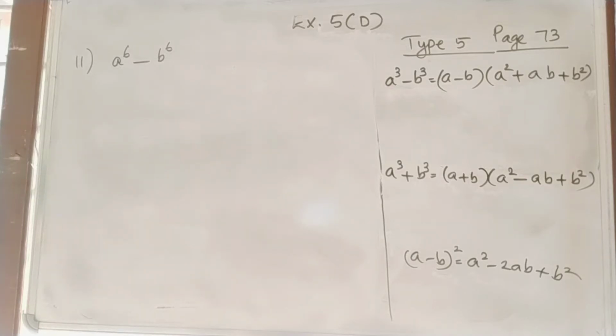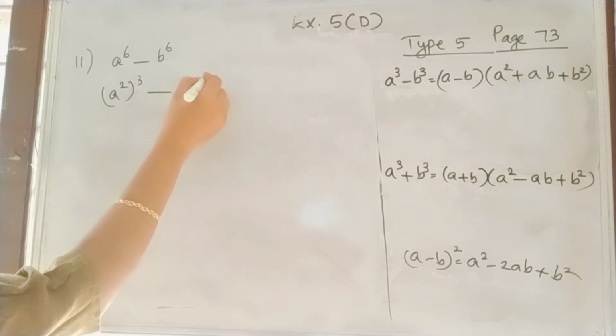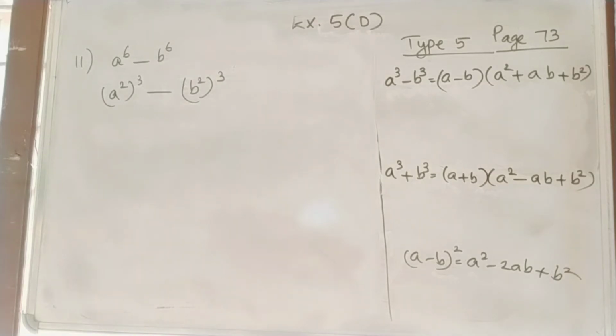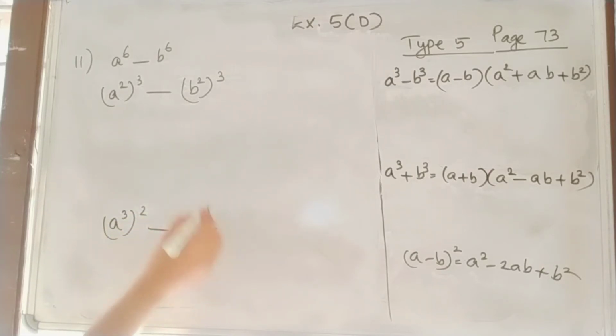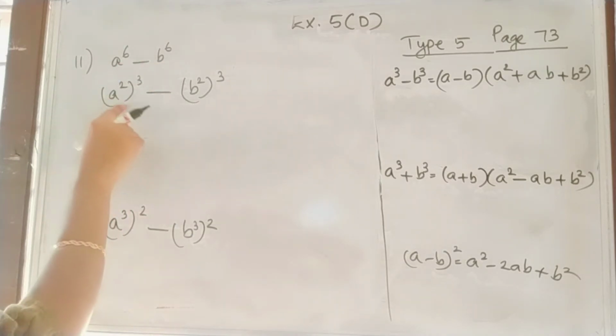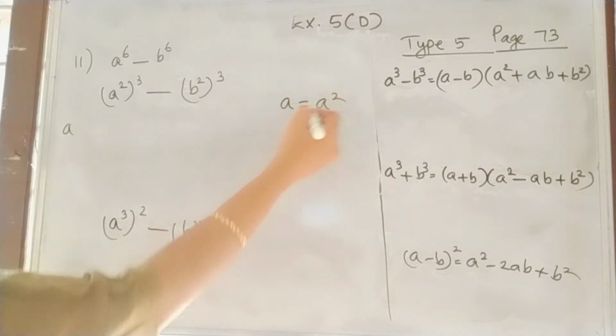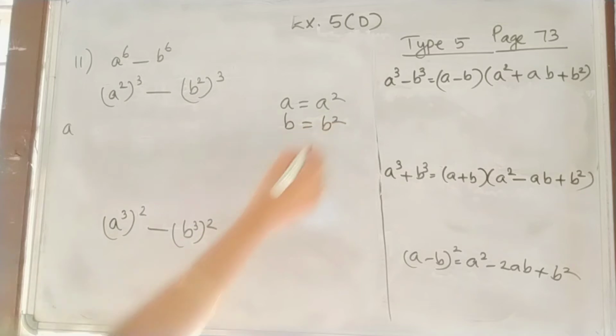11th question, a raised to 6 minus b raised to 6. A raised to 6 can be written as what? A square the whole cube minus b raised to 2 the whole cube. That is in the form of a cube minus b cube. Or which way we can write? A cube the whole square minus b cube the whole square. This is in the form of a cube minus b cube, we can write like this way, no? So a is equal to a square and b is equal to b square.